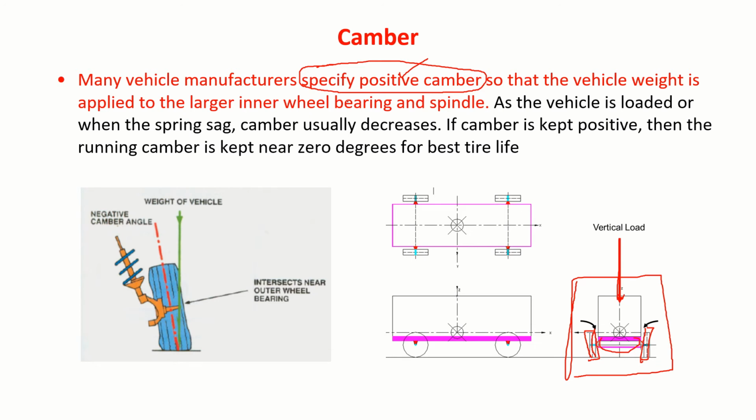Camber usually decreases as the vehicle is loaded, when the spring sags. If camber is kept positive, then the running camber is kept near 0 degrees for best tire life, so that there will be uniform contact with the ground. So that's the idea behind positive camber. But there are cars with slightly negative camber design also, right?